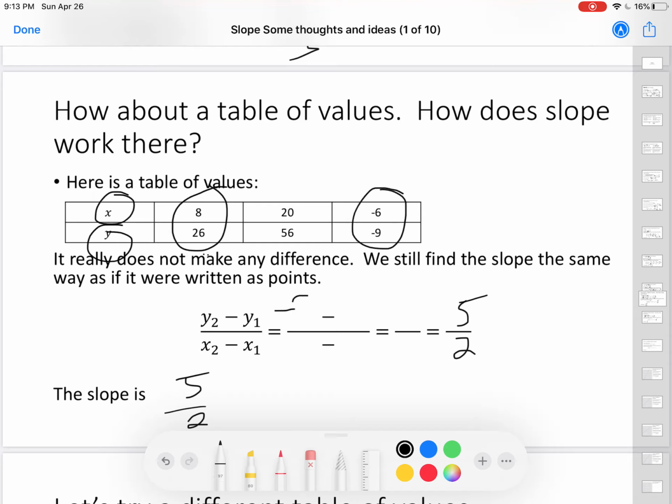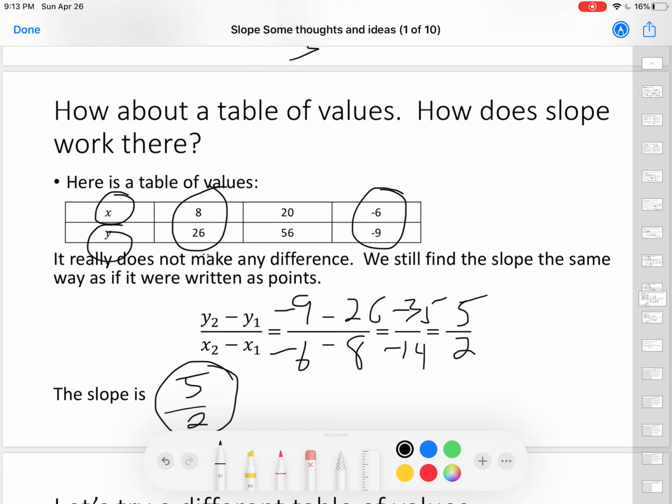So instead I'll do negative 9, y value, minus 26, negative 6, x value, minus 8. Negative 9 goes down, minus 26 goes further down. That's negative 35. Negative 6 goes down, negative 8 also goes down. Negative 14, negative divided by negative is positive. They're both divisible by 7. 35 divided by 7 is 5. 14 divided by 7 is 2. It is still 5 halves.